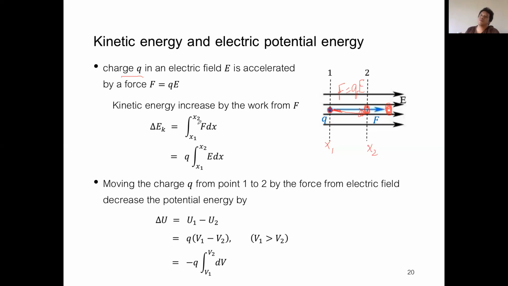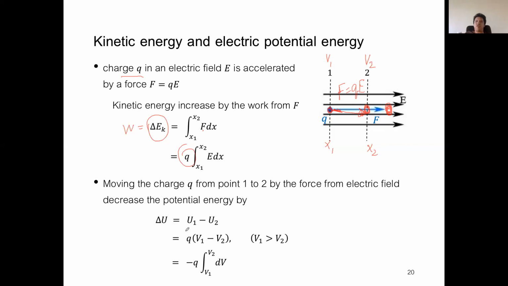So that's the work done by the force, which will increase the kinetic energy by the work energy theorem, and is found by integrating F dx. As F equals QE, we just bring Q outside as a constant. Then when we consider it in terms of potential, point 1 has potential V1, and point 2 has potential V2.